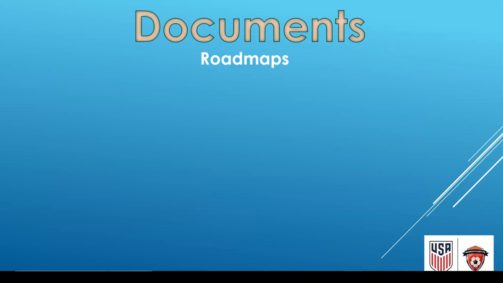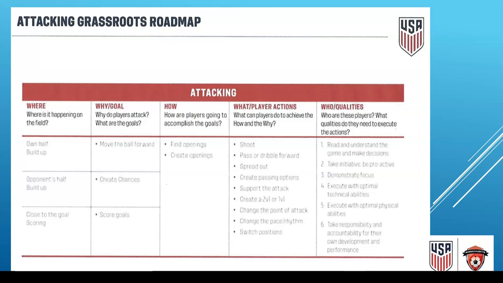The next document is the U.S. Soccer Grassroots Roadmaps. Anyone who has taken a grassroots course online or in person has seen the roadmaps. The roadmaps have been created to help provide an observational structure for the game, based on the moments of the game, whether attacking, defending, or the moments in between, the constants which occur while attacking or defending, and the variables which impact the player's decisions.